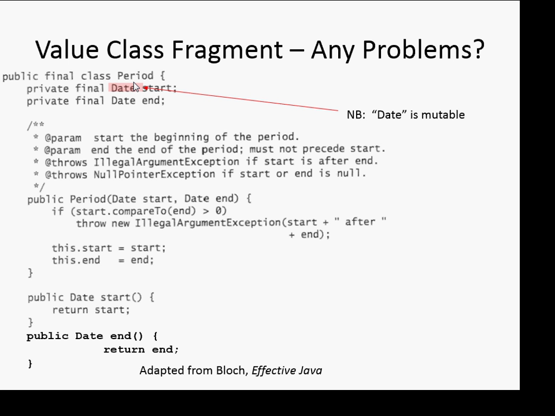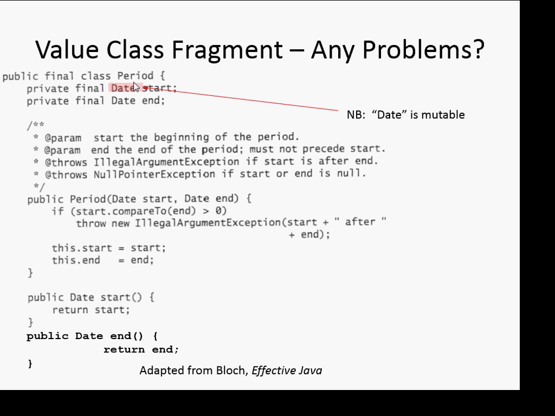I would argue to you that this class is not fully immutable. It can be changed. Why? What does compare to do? It basically is comparing the two dates to see if one date is greater than another. So start compared to end is asking, is start after end, before end, or the same as end? In this case, start dot compared to end greater than 0 would suggest that start comes after end, and it's flagging that as an error.